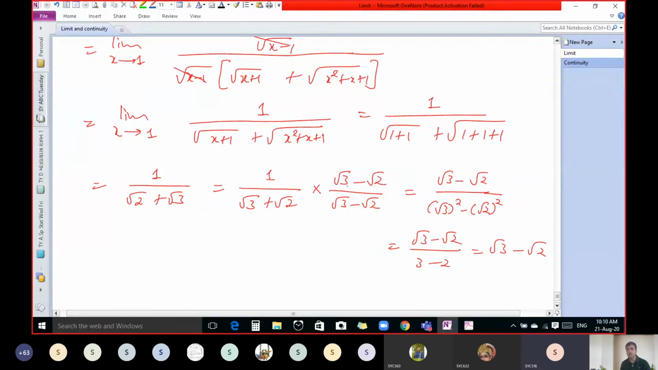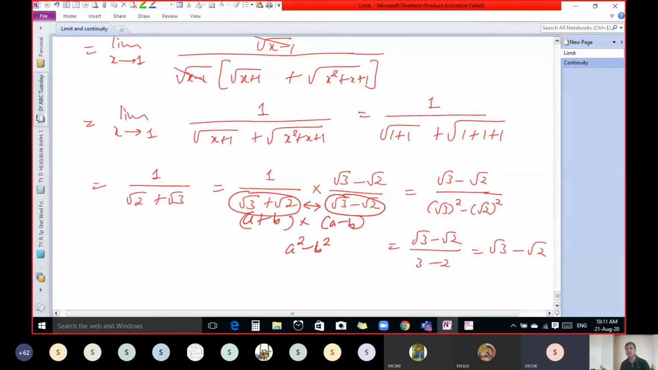Now, this 1 into root 3 minus root 2, that is this thing. So this is as it is. And now, here, this into this. Now if you multiply these two, it looks like a plus b into a minus b. So we know that a plus b into a minus b is what? A square minus b square.